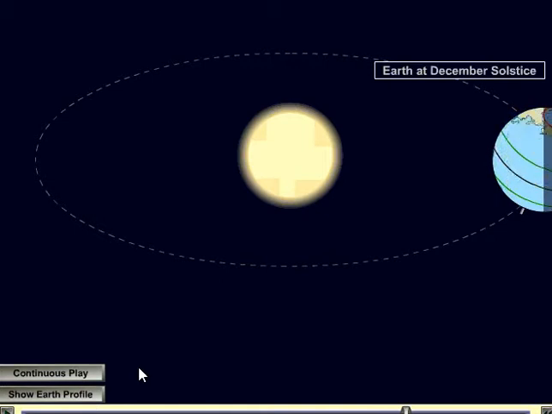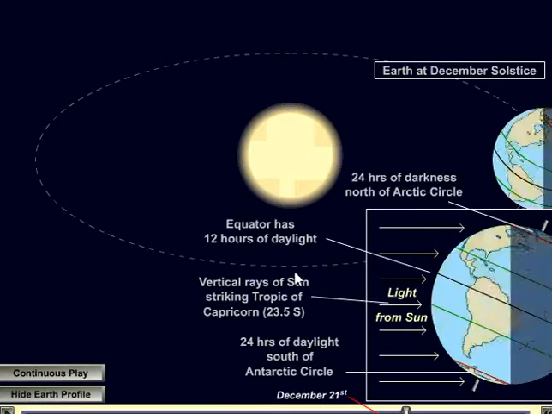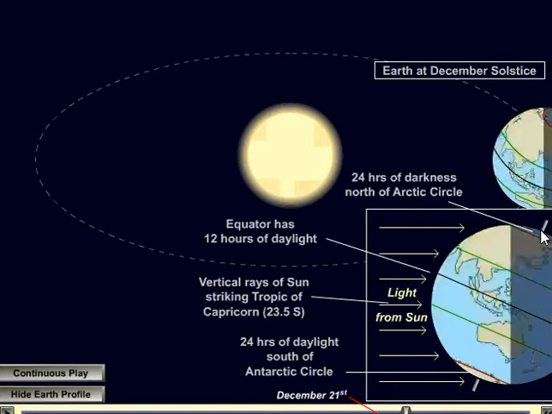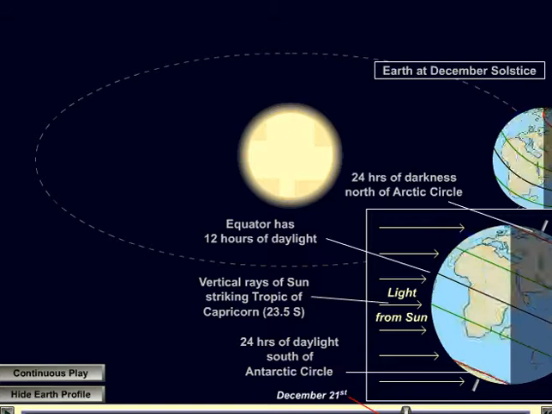And we get to the first day of winter. December 21st is the first day of winter in the northern hemisphere. Notice that the North Pole is tilted away from the sun. The South Pole is tilted towards the sun. This means the direct rays are in the southern hemisphere. The perpendicular rays with the greatest intensity are over the Tropic of Capricorn. 24 hours of darkness at the North Pole, and now it's 24 hours of daylight at the South Pole.